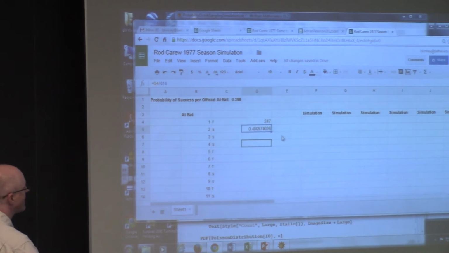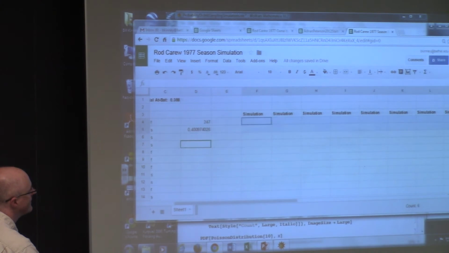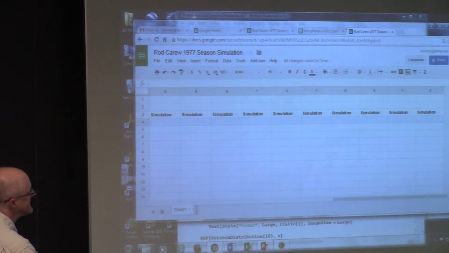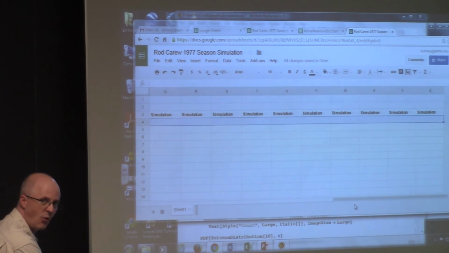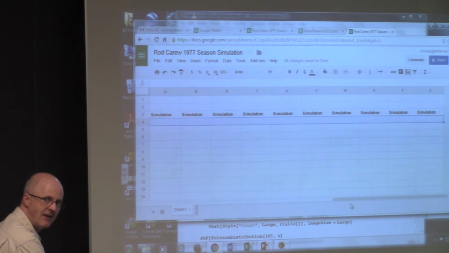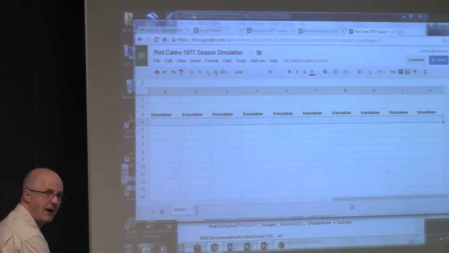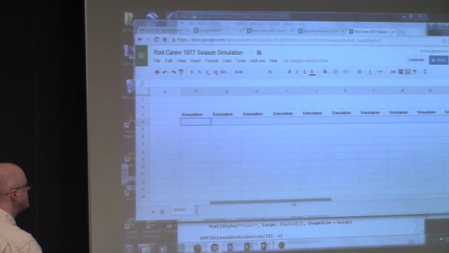So I'm going to want you to do this over and over again in these simulation columns. Going over to column Z, starting in column F, that's going to be 20 times. There's going to be 20 simulated seasons. And ultimately, I'm going to want you to compute his batting average in each season and see if any of them come out higher than .400. So how can you do this here?